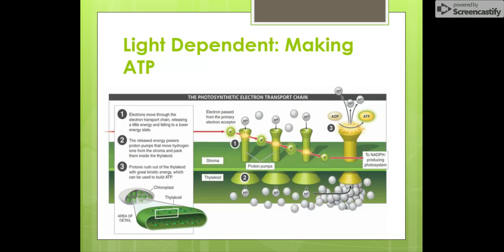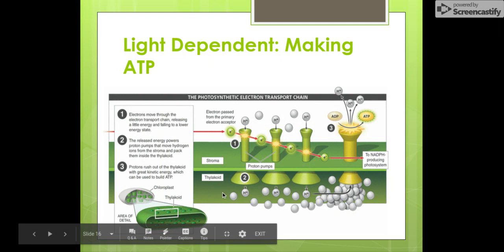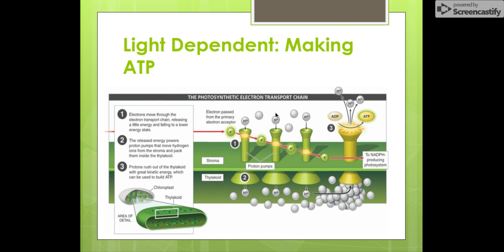Okay, and so after those electrons are picked up and passed by that primary electron receptor, they're going to enter this electron transport chain. Okay, and so within the thylakoid, we've got those hydrogen ions, some of which are from the water. And then we've got these hydrogen ions outside of the thylakoid within the stroma. So what we see is that these electrons drop down to lower energy states. So as they do this, they're releasing energy.